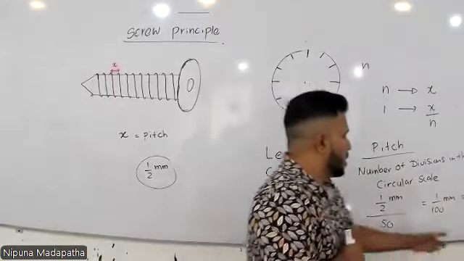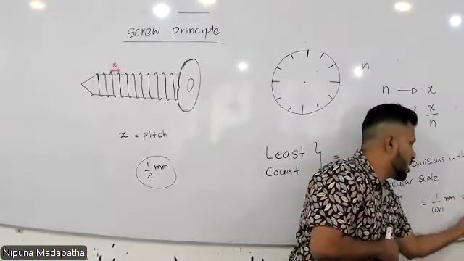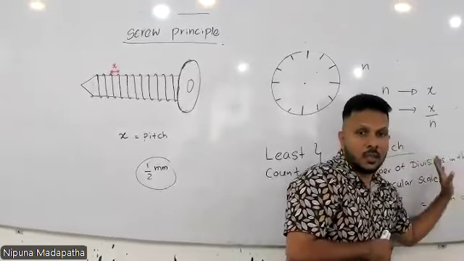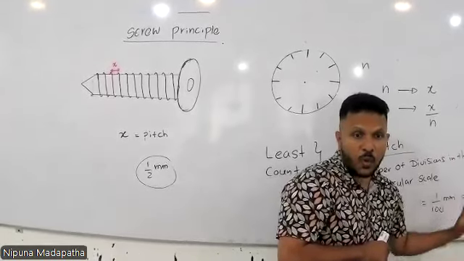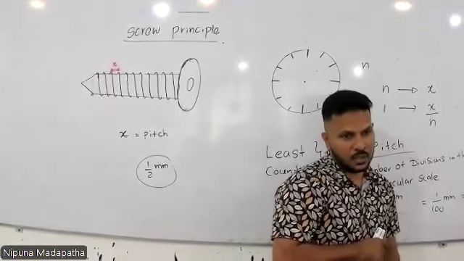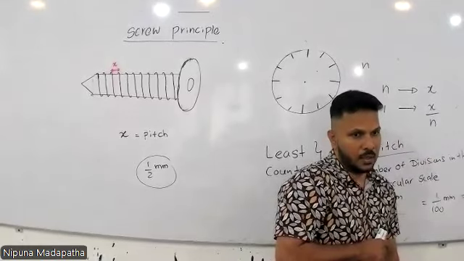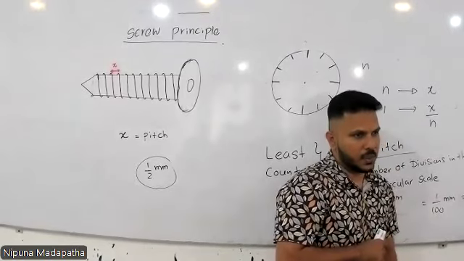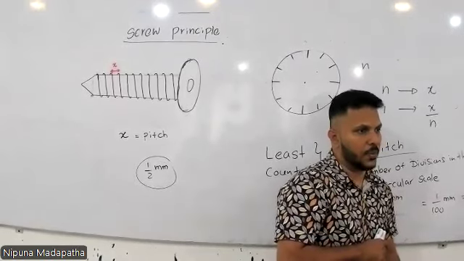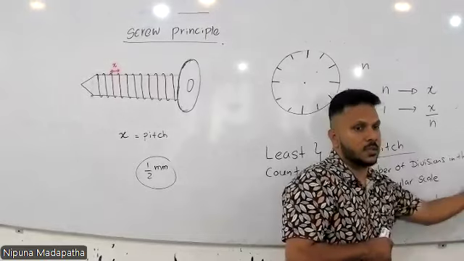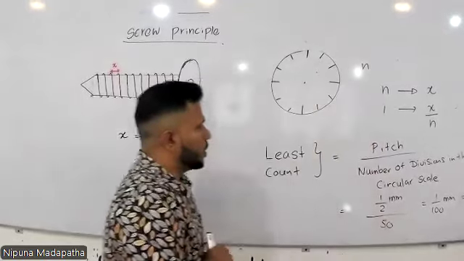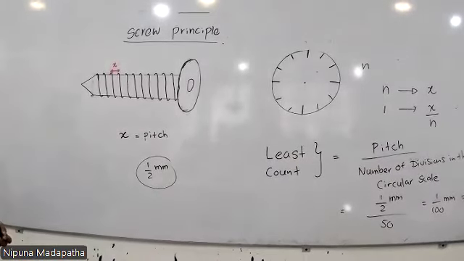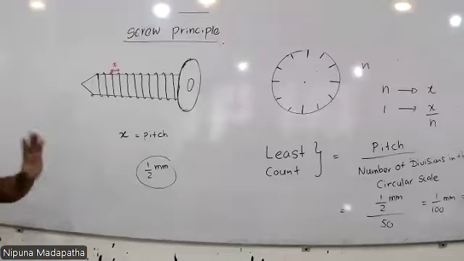So the instruments in which the screw principle is used have a least count of 0.01 millimeter. It is much more sensitive than the vernier caliper, which has 0.1 millimeter. This is how you get the least count of the instrument. There are two instruments which use the screw principle.